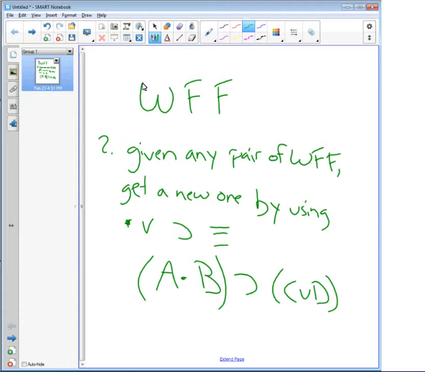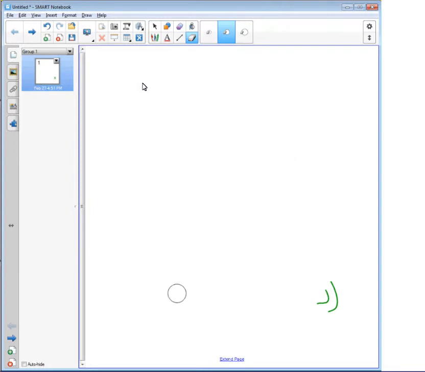And then the third rule is that nothing else. So if it's not well formed, then it's not a formula. Does that make sense for everybody? That's pretty easy, right? Okay.